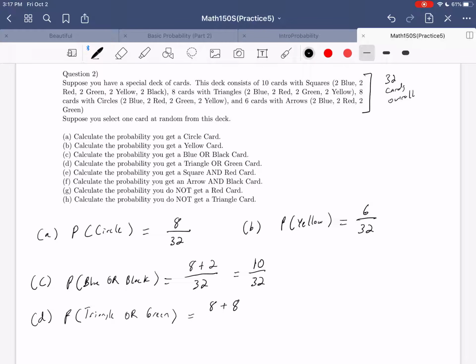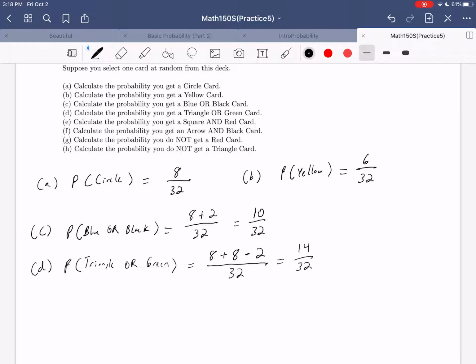Now, is there any overlap? Are there any triangles that are also green? Well, yeah, there's 2 green triangles, and we double counted those. We counted them once when we said that there were 8 triangles, and we counted them again when we said that there were 2, 4, 6, 8 green cards. So we need to subtract that. That's the addition rule. So we're subtracting that, divided by 32. We should get 14 out of 32 there.